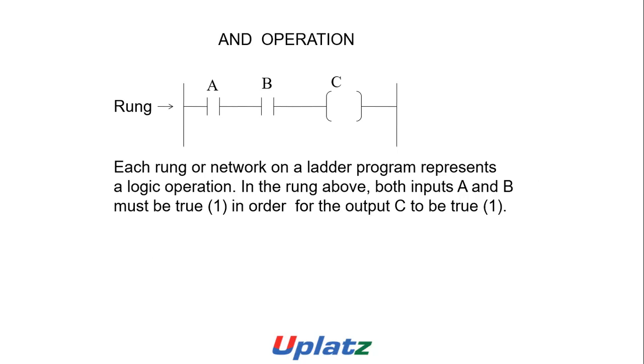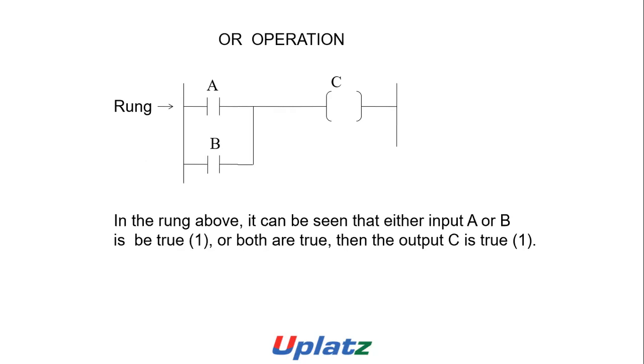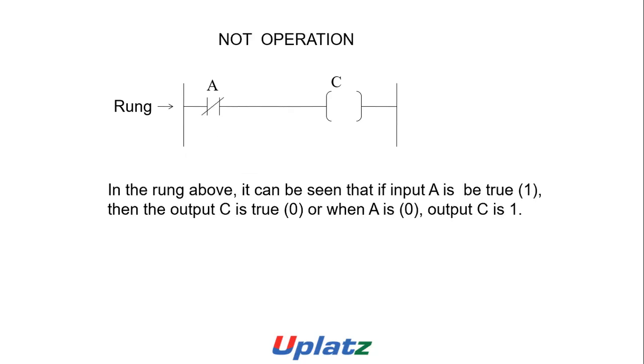AND operation rung. Each rung or network on a ladder program represents a logic operation. In the rung above, both inputs A and B must be true, 1, in order for the output C to be 1. In the OR operation rung, it can be seen that if either A or B is true, or both are true, then output C is true. In the NOT rung above, it can be seen that if input A is true, then output C is 0, or when A is 0, output C is 1.